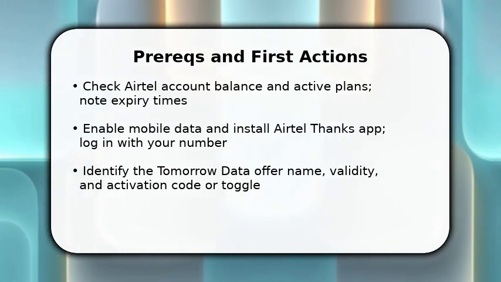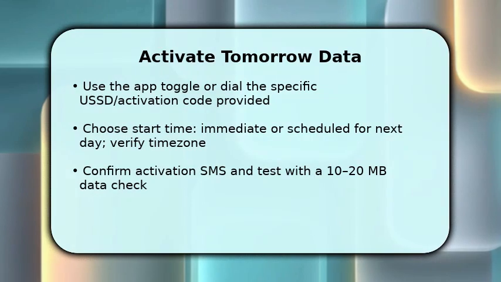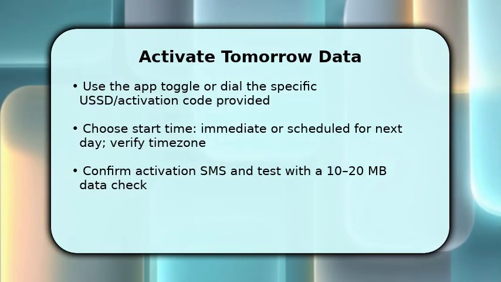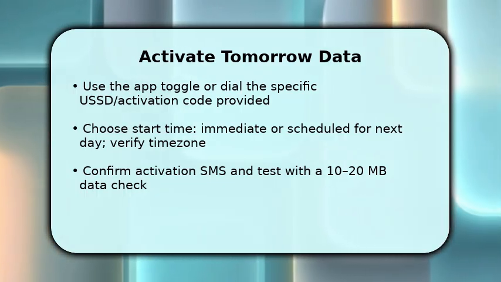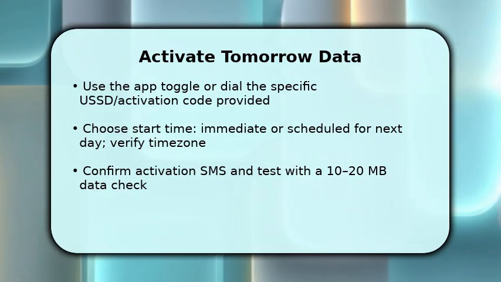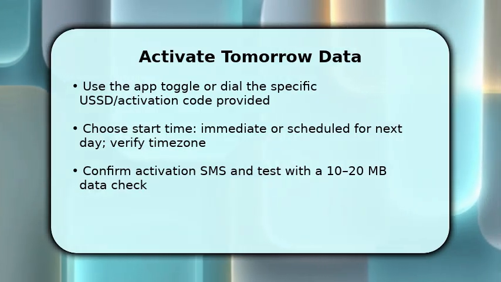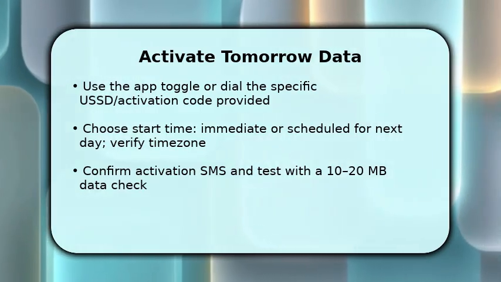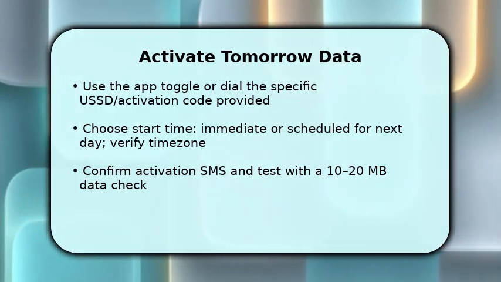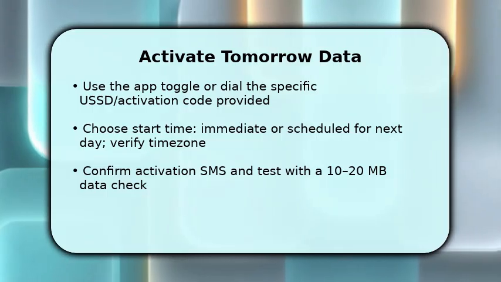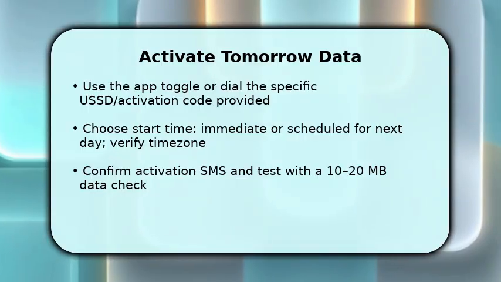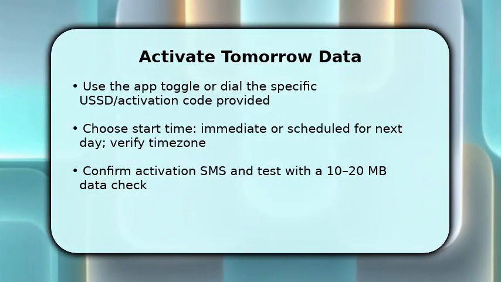Now activate Tomorrow data using the method Airtel provides. If the app offers a toggle, tap it and choose Immediate or Scheduled Start. If a USSD code is needed, dial it and follow prompts. Make sure you pick the correct start time and verify your phone's time zone so the data becomes usable when you expect. Once activation returns success, wait for the confirmation SMS. Then run a small 10 to 20 MB use test to confirm provisioning and IP allocation before relying on it.